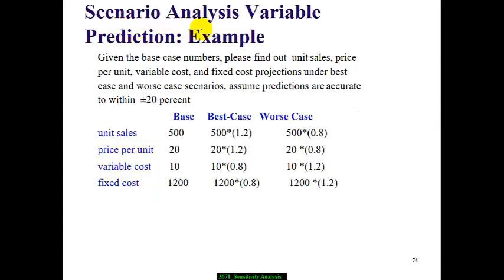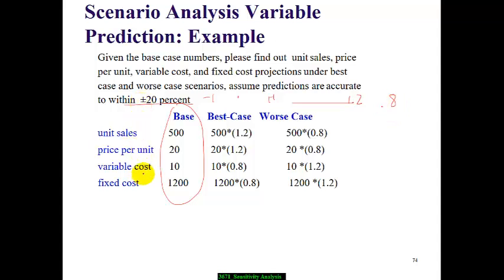I'm going to ask you to pay attention to how we predict the variables under the best or worst cases. A lot of the time we are given the information on the base case, something normal, expected. Suppose you are asked to predict these numbers for the best case and the worst case. We know each variable is within positive and negative 20% of the base case. So either they go up by 1.2, which is 1 plus 20%, or go down by 20%, which means they are only 80% of the original number.